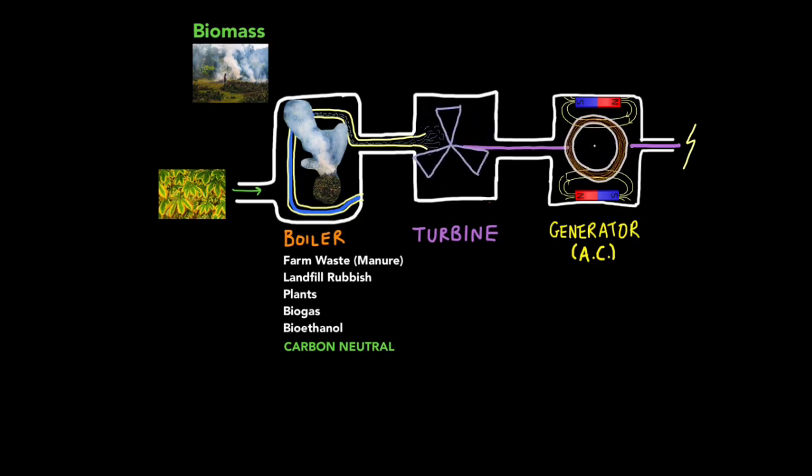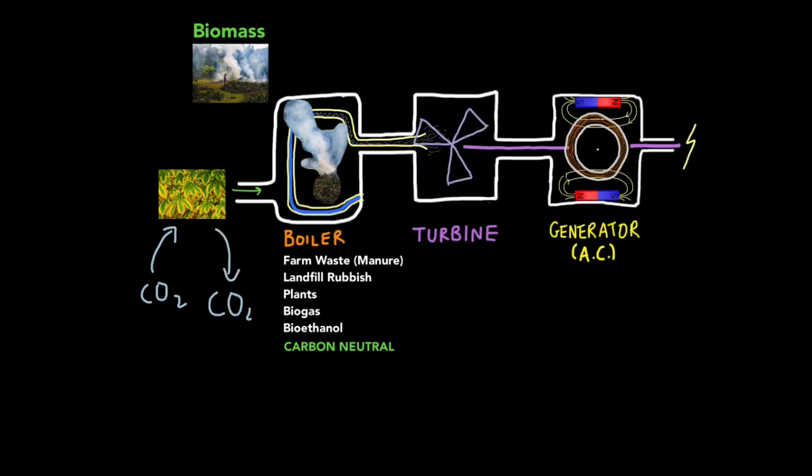Biomass refers to matter from any living organism that can be used as a fuel. For example, farm waste, manure, landfill rubbish, plants, biogas, bioethanol. The great thing about biomass is it's potentially carbon neutral. For example, when you're growing crops, they take in carbon dioxide. When you burn them, they release it again, but they offset each other, so overall there's no net release of carbon dioxide into the atmosphere.